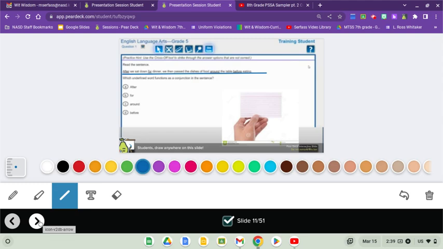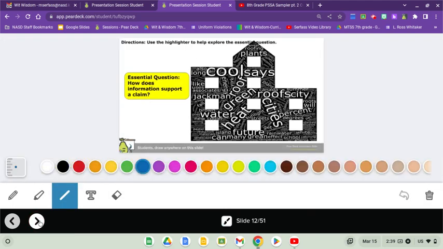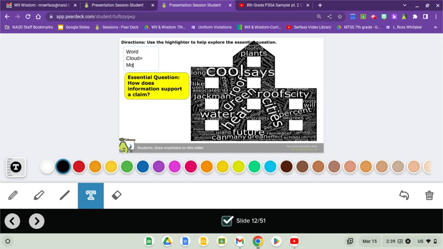Slide 12. Okay, so let's get into the article. This is what is called a word cloud. If you could please click on the text, and we're going to write "word cloud" up here, right? And a word cloud is, the more something is repeated, the larger the word.